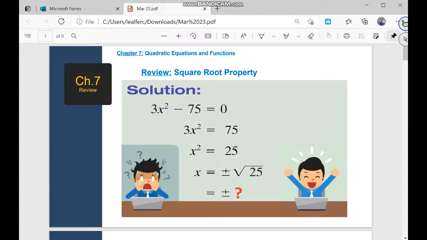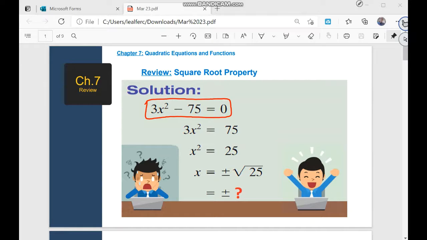Today is going to be about quadratic equations. We started yesterday, right? Chapter 7. And a quick review, because yesterday we talked about the square root property, how to solve quadratic equations by applying the square root property. We worked on this example. I don't know if you're going to remember this exact same example: 3x squared minus 75 equals 0.